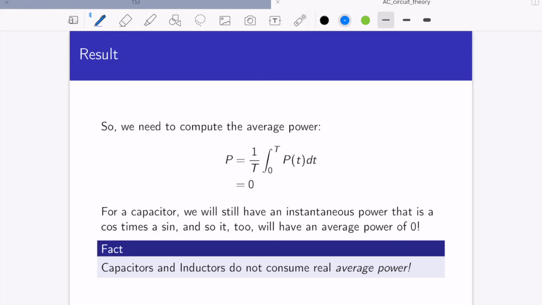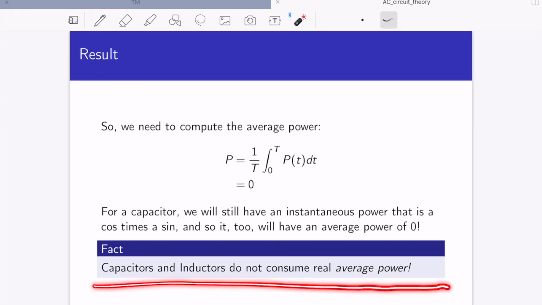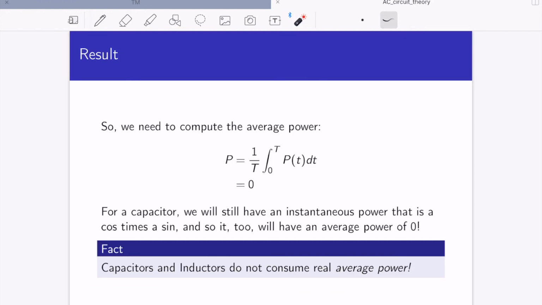For a capacitor, you still have an instantaneous power that is a cosine times a sine, but it will also have an average power of 0. So this is an important fact: capacitors and inductors do not consume real average power. They do both have an instantaneous power that can be computed.